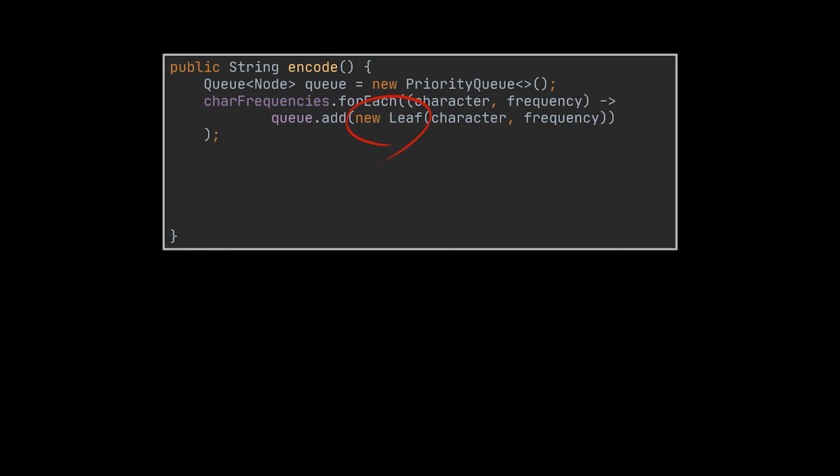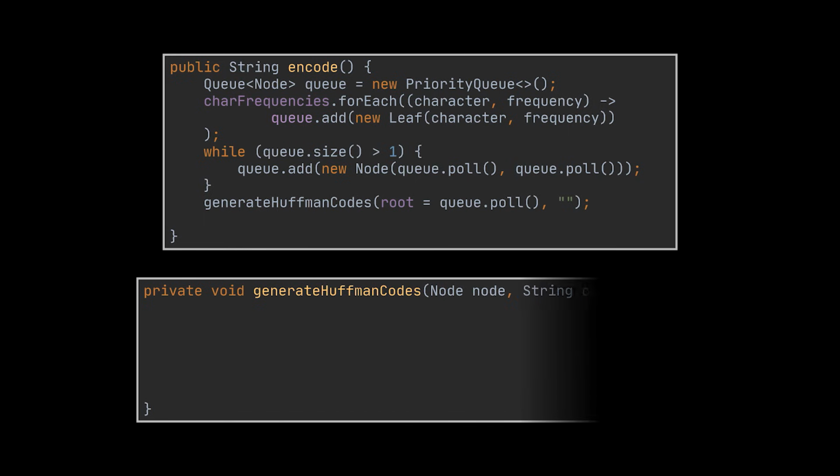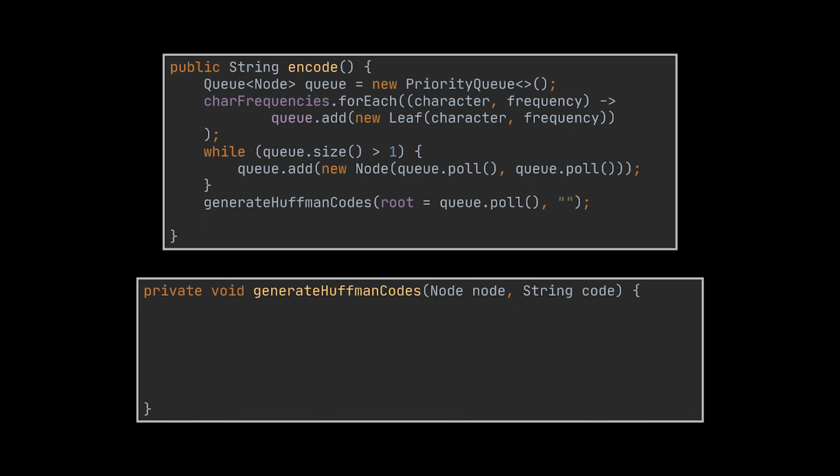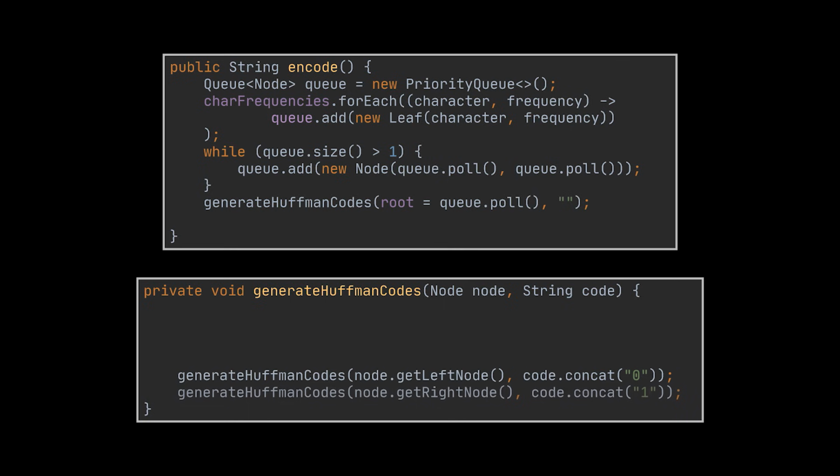After doing that, we have to keep polling the two lowest frequency elements from the queue and use them to link and generate new nodes for our tree until all that is left is one single node, the root node of this tree. The last step is actually generating the codes, and this was done recursively using the generateHuffmanCodes method. You see, every code will start with an empty string, and for every character we have, if we go left inside the tree in an attempt to reach it, we append to this code a 0, and if we go right, we append to it a 1.